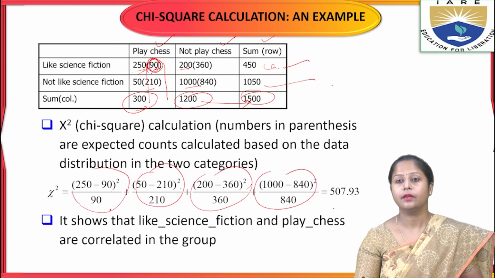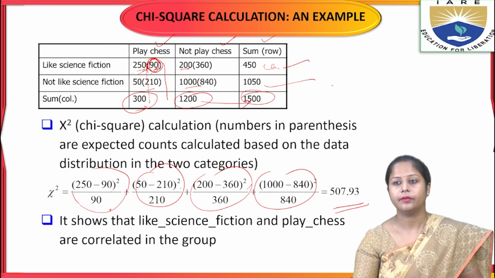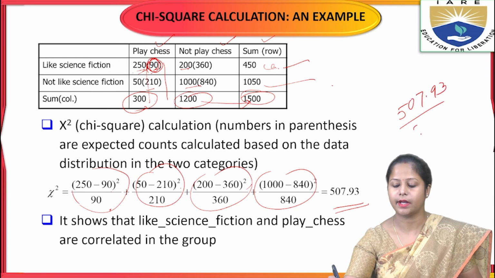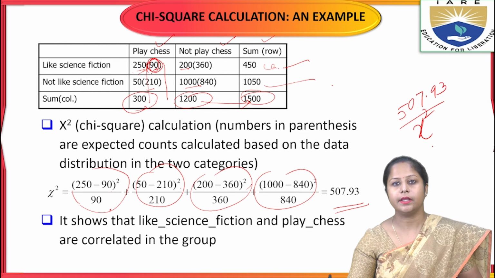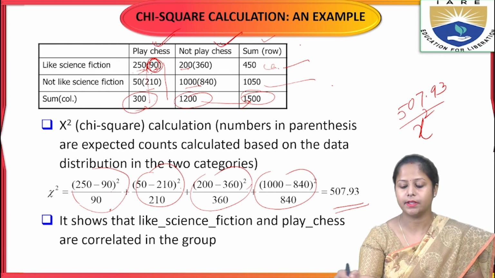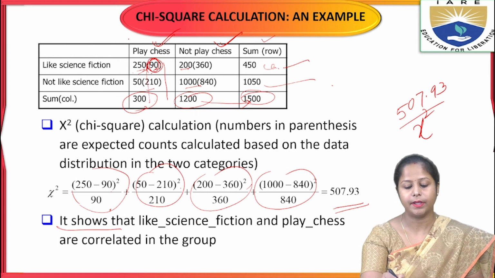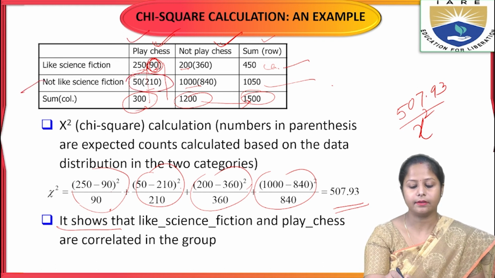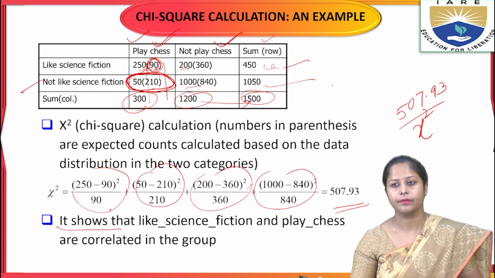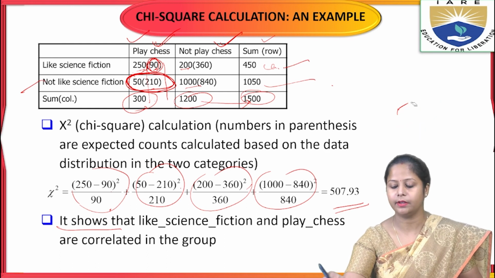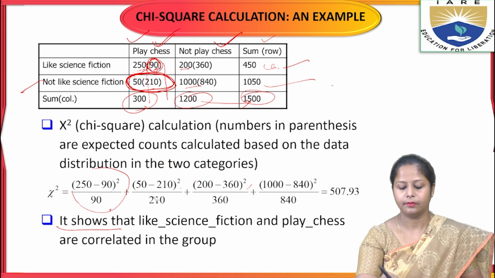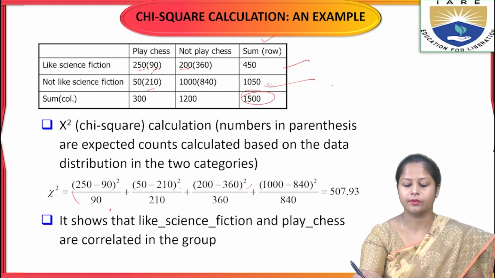And we get 507.93. This is the chi-square value. So we can say play chess and not play chess are more correlated. It shows that liking science fiction and playing chess are correlated in the group. So that was the example to calculate the correlation value, which is nothing but the chi-square value.